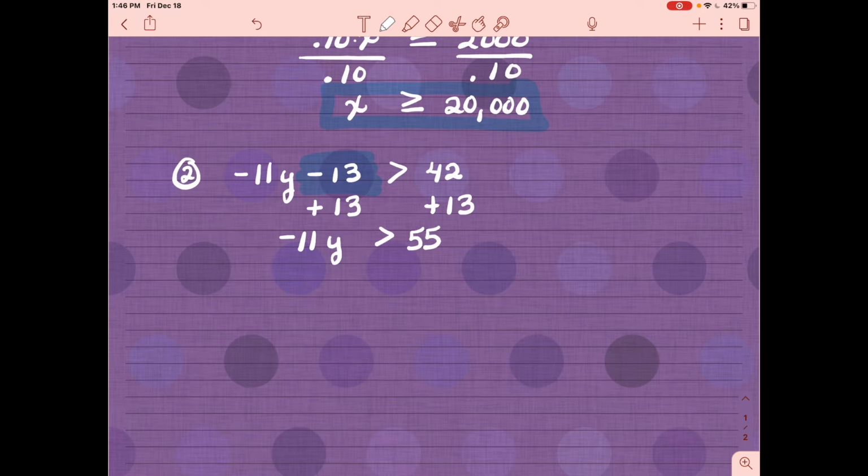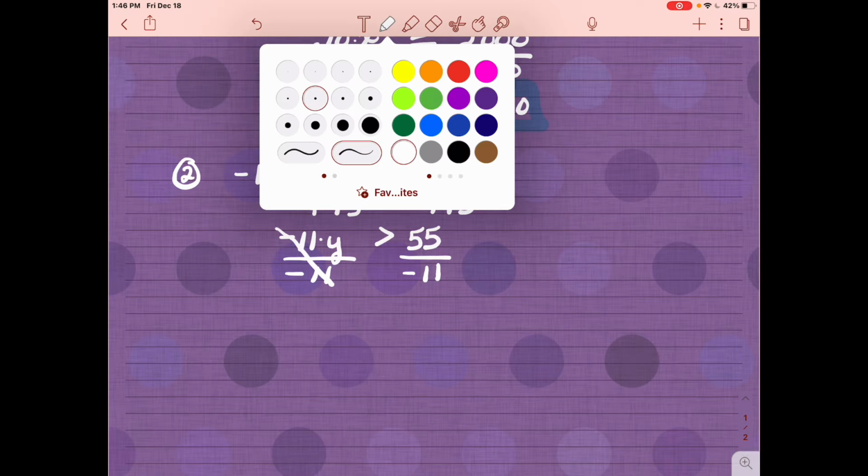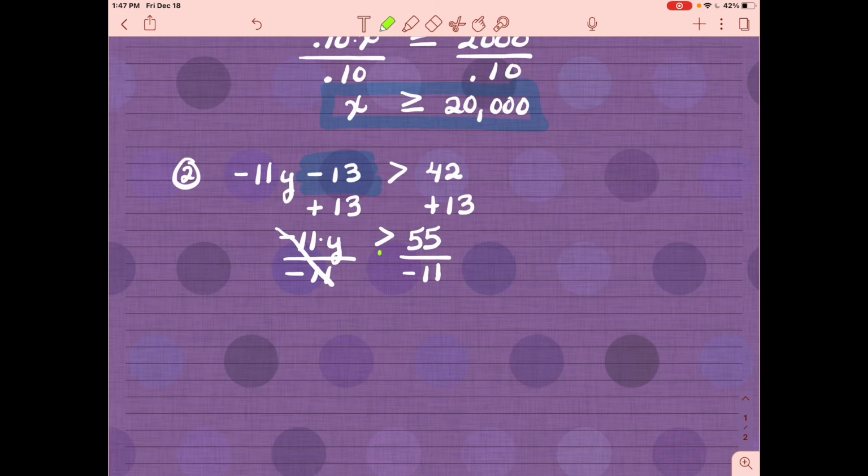Nice. Now I want to deal with this multiplication. The opposite of multiplication is division. That will get those guys to cancel to get y by itself. And I am dividing by negative 11. I hope red lights just started flashing because whenever I multiply or divide by a negative, I need to change the sense of my sign or I won't get a true answer. So I have y is less than 55 divided by negative 11 is negative 5. Y is less than negative 5.